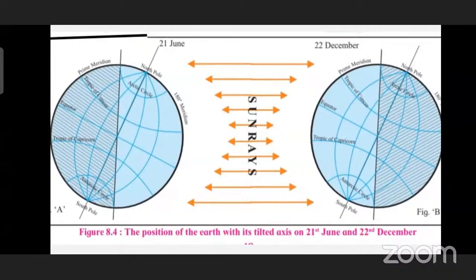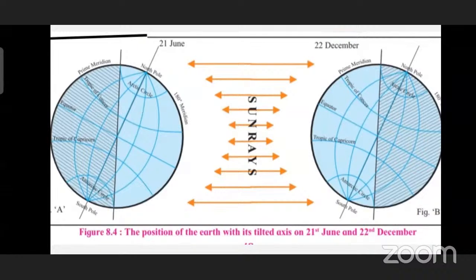And the second question is, which pole is not receiving sunlight in figure B? North Pole. Yes, North Pole not receiving sunlight. Very good. Now, the third question is, which hemisphere has the longest daytime on 21st June? Miss, repeat the question. Which hemisphere is having the longest daytime on 21st June?